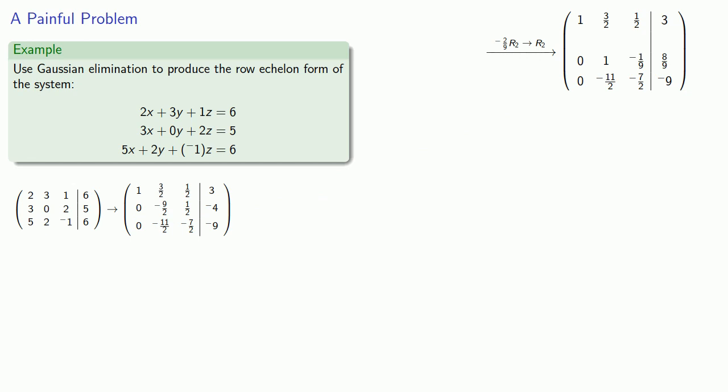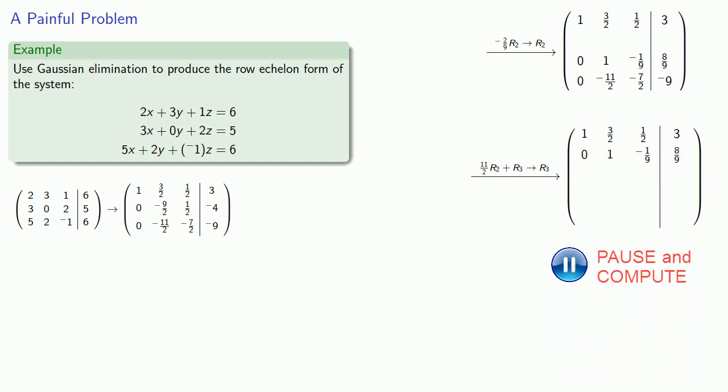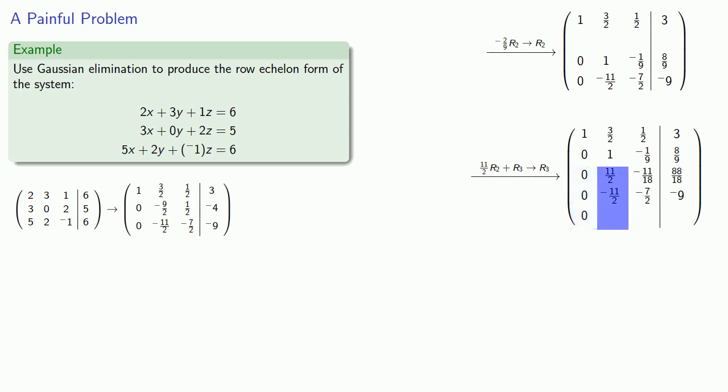Next, since the leading entry in our third row is -11/2, if we multiply our new second row by 11/2 and add it to the third row, we'll eliminate that leading entry. So the first row will be unchanged. The second row will be our new second row. We'll multiply that by 11/2 to get 0, 11/2, -11/18, and 88/18. Adding this to our third row, 0 plus 0 is 0. 11/2 plus -11/2 is 0. -11/18 minus 7/2 is -74/18. 88/18 minus 9 is -74/18.